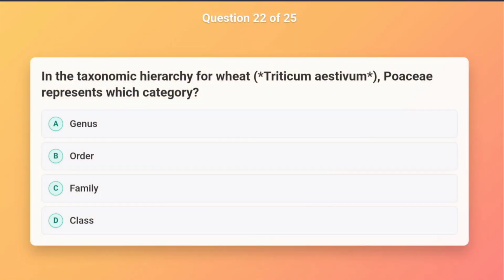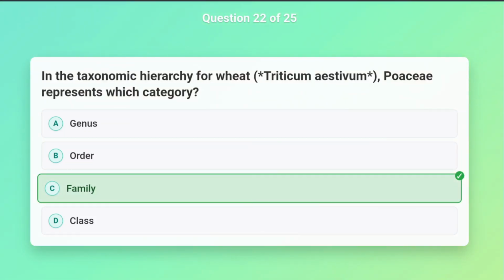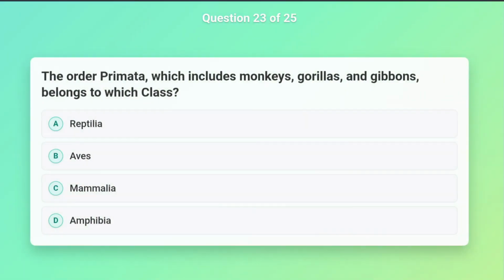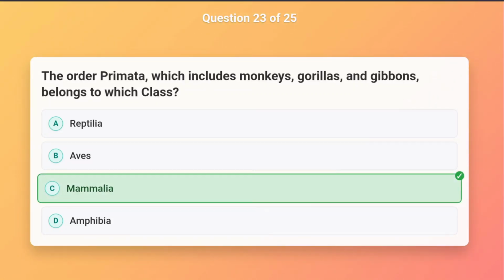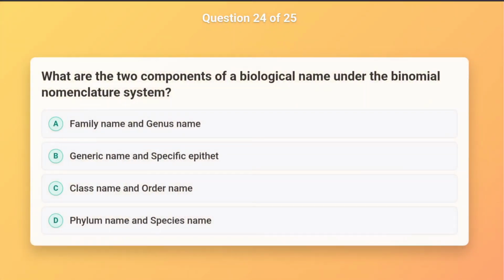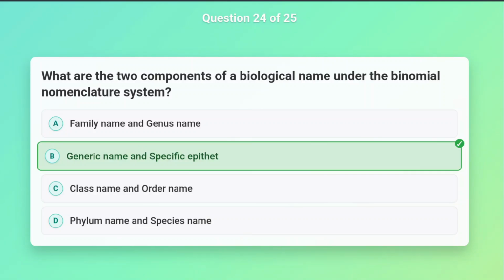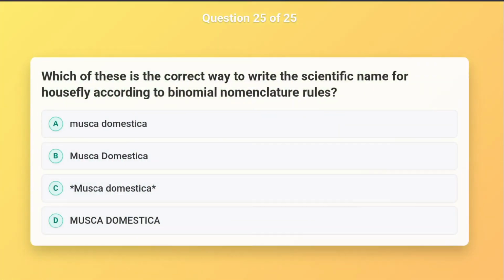In the taxonomic hierarchy for wheat, Triticum aestivum, Poaceae represents which category? Family. The order Primata, which includes monkeys, gorillas, and gibbons, belongs to which class? Mammalia. What are the two components of a biological name under the binomial nomenclature system? Generic name and specific epithet. Which of these is the correct way to write the scientific name for housefly according to binomial nomenclature rules?